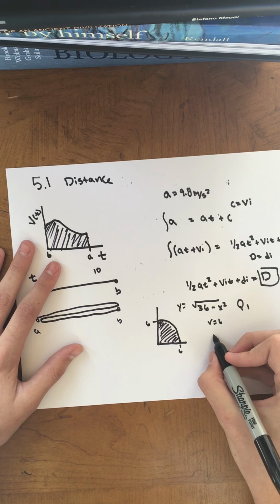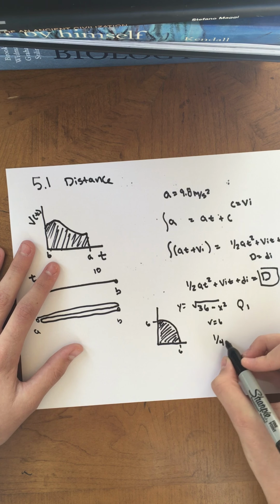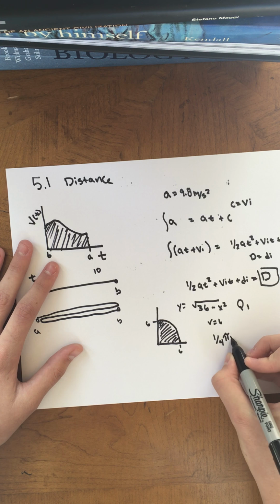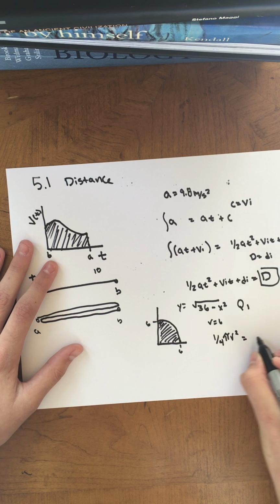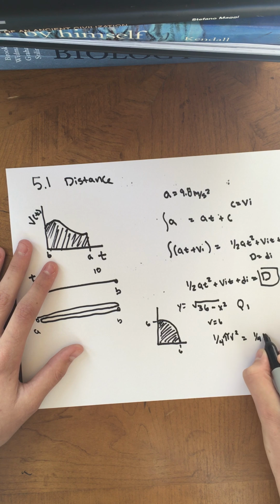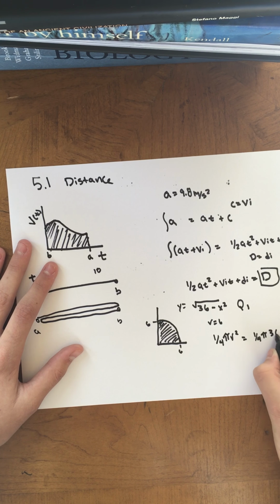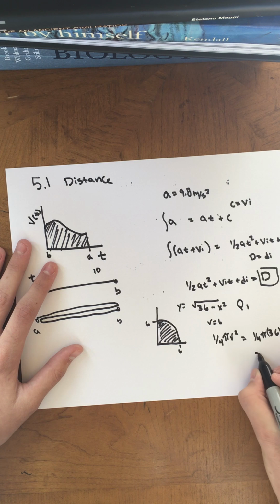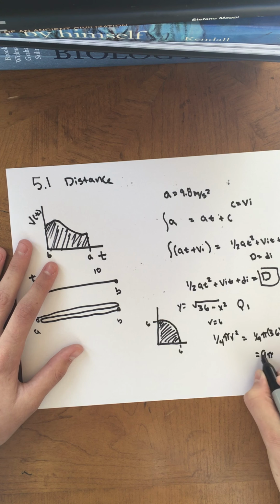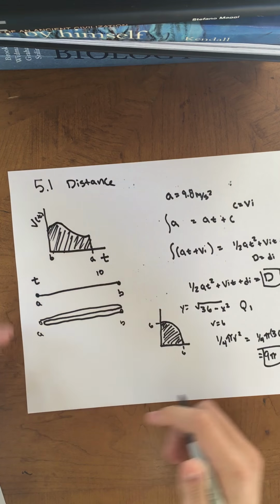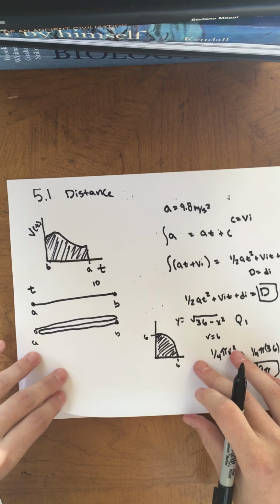And to find the area, you're going to do 1/4 pi r squared, which is equal to 1/4 pi times 36, which is equal to 9 pi. And that will be your displacement for this function.